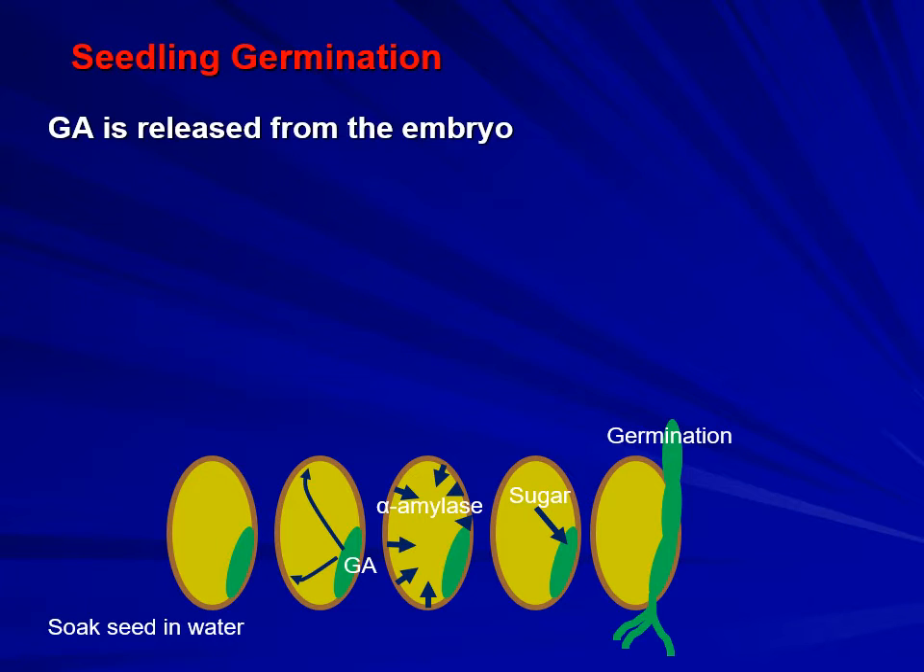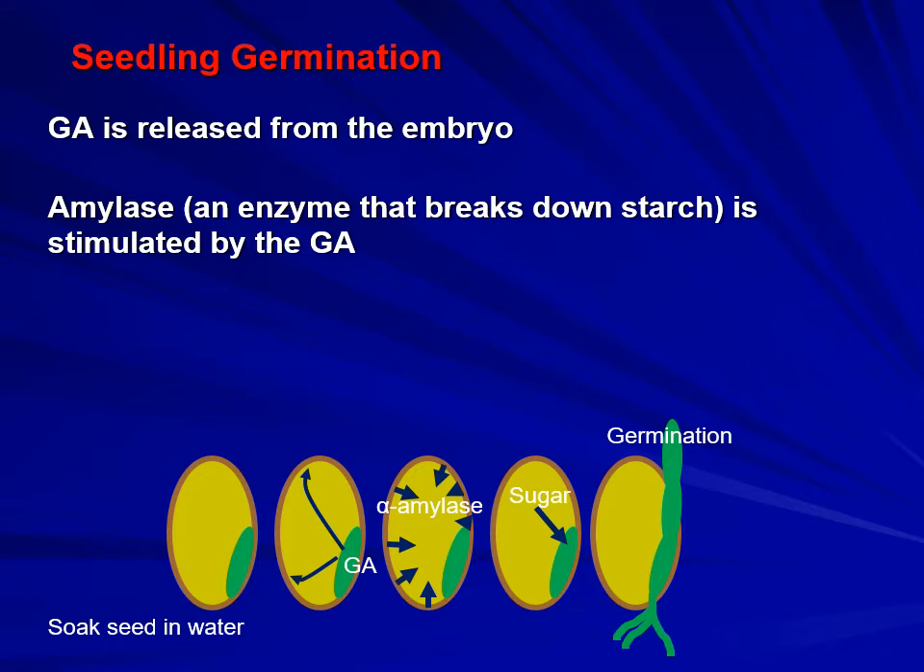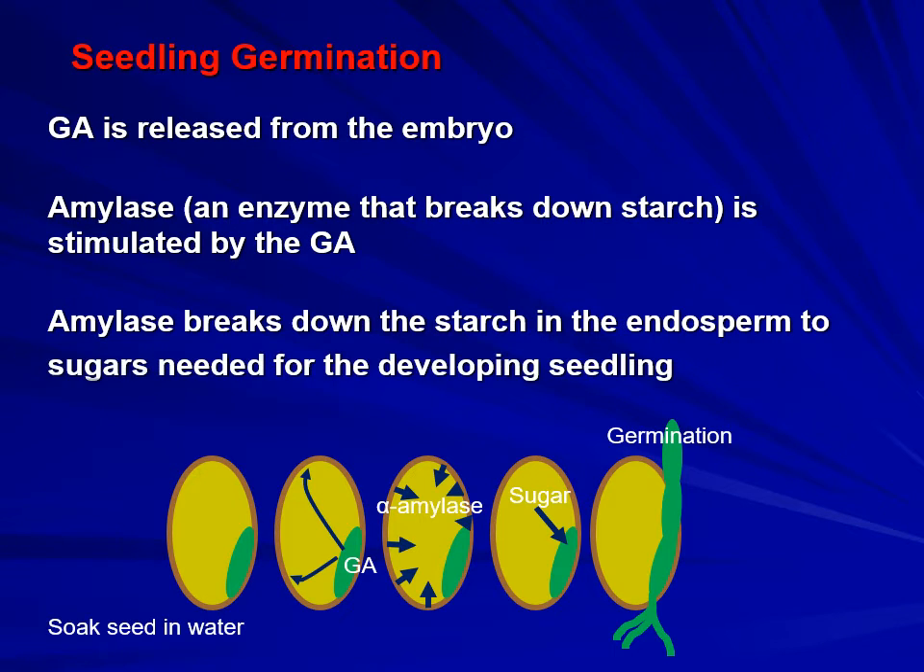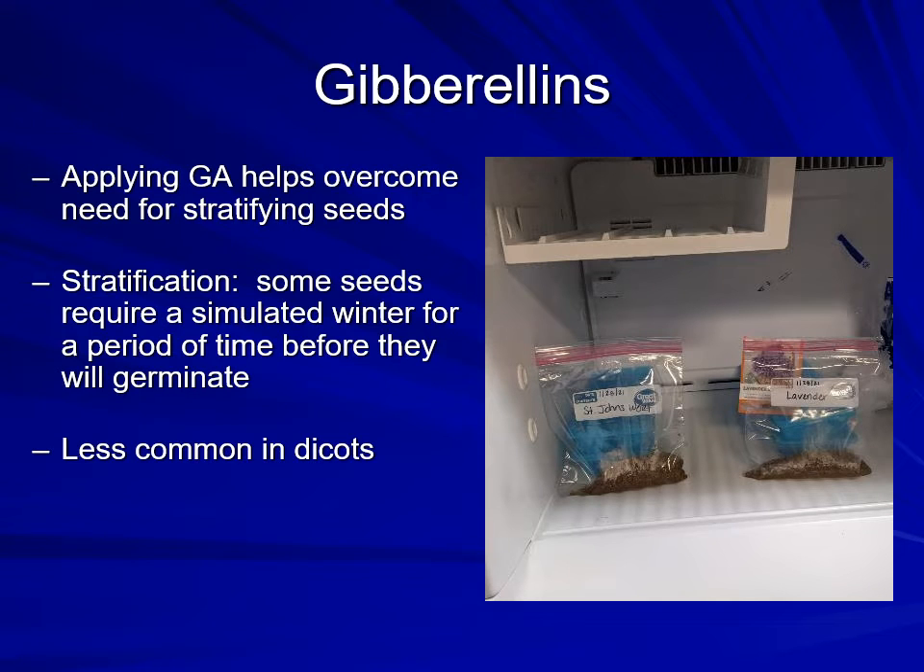So gibberellic acid is released from the embryo. Amylase is produced, which goes to the seed coat. That breaks down starch in the endosperm and the cotyledon, and then the sugars are used to drive the growth of the embryo.